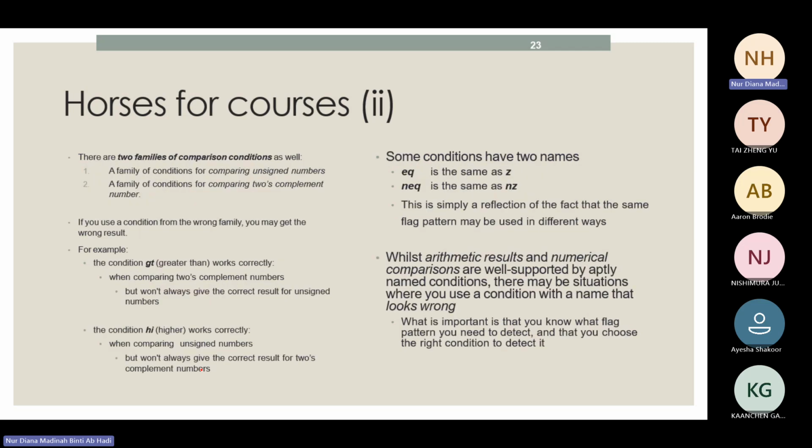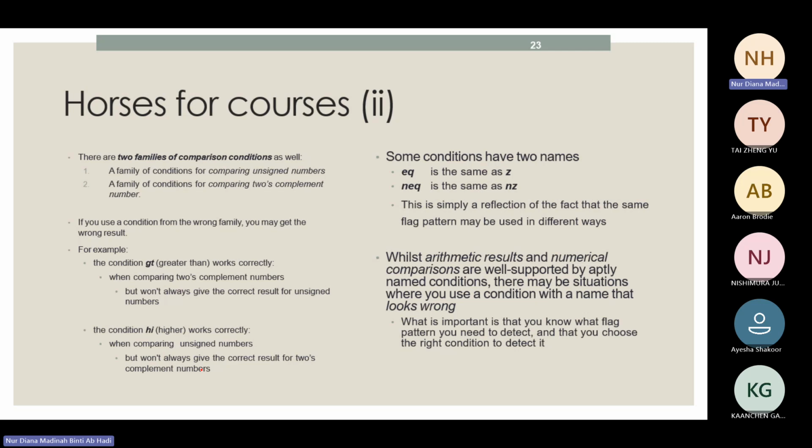There are two families of comparison conditions as well. The first one is for comparing unsigned numbers. The other one is for comparing two's complement numbers. If you use a condition from the wrong family, you will get the wrong results. For example, GT will work correctly when comparing two's complement numbers, but won't always give the correct result for unsigned numbers. While the condition HI works correctly when comparing unsigned numbers, but does not always give the correct result for two's complement numbers.